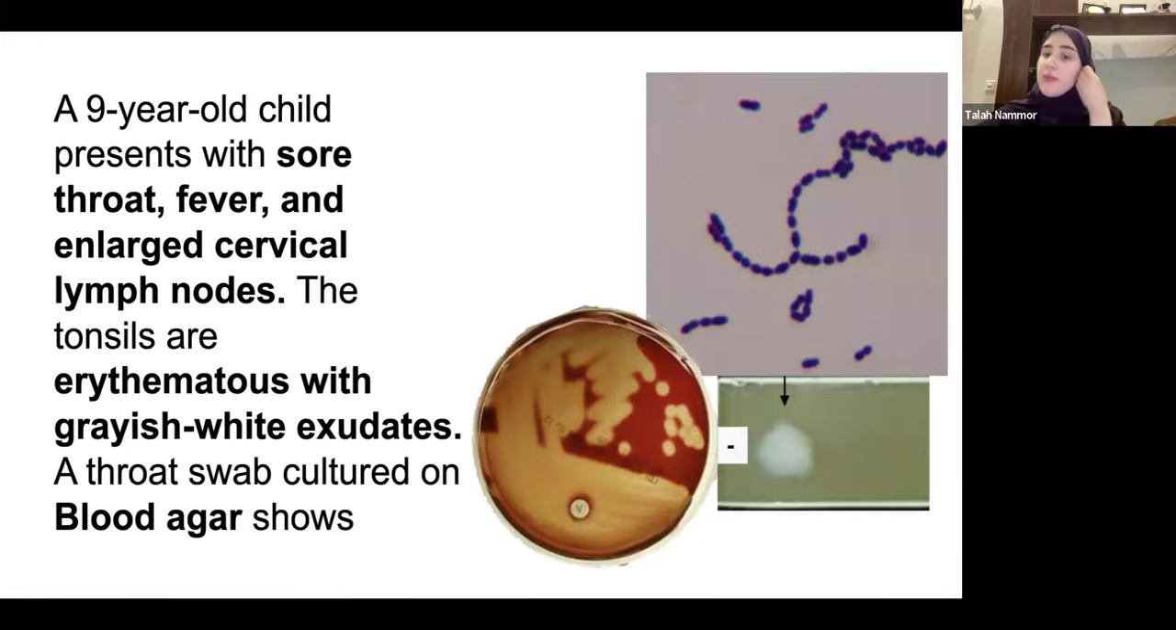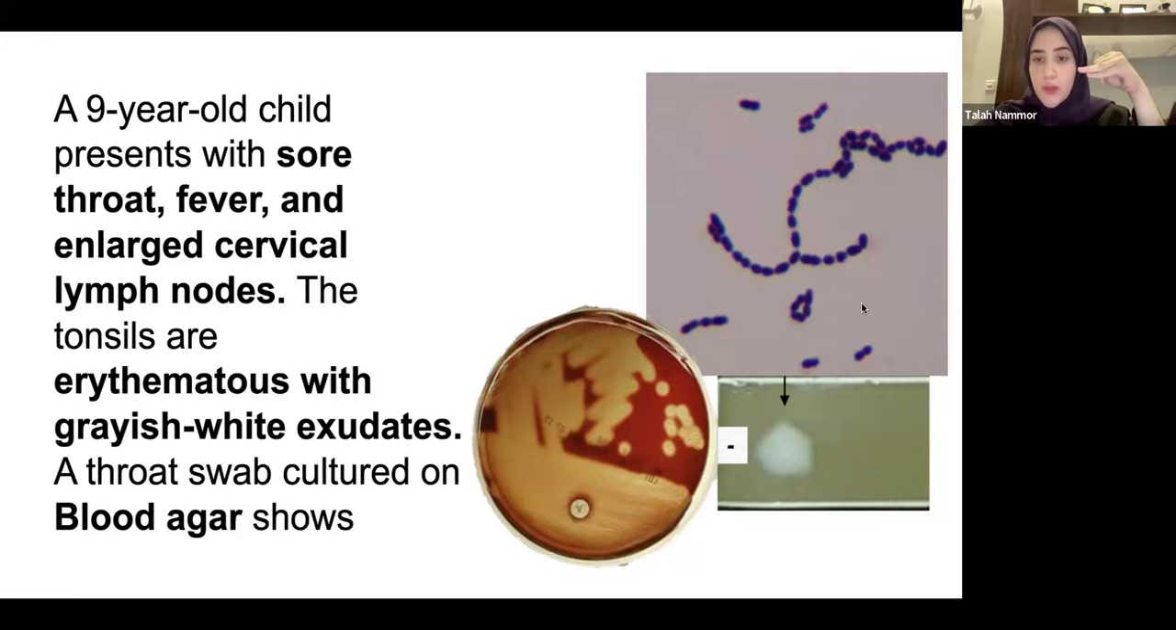طيب. Is everything clear up until now? Okay, perfect. طيب يلا, let's take another case. So a 9-year-old child presents with sore throat, fever, and enlarged cervical lymph nodes. The tonsils are erythematous with grayish-white exudates. A throat swab culture was taken, and it was even cultured on the blood agar. So yalla, let's look together. What do you guys see in here?